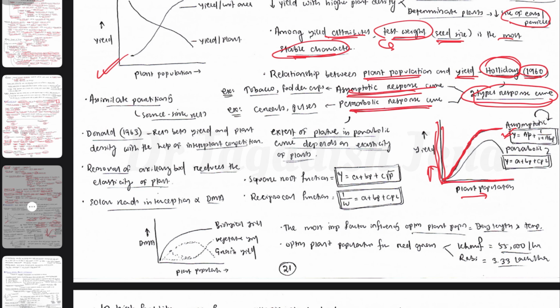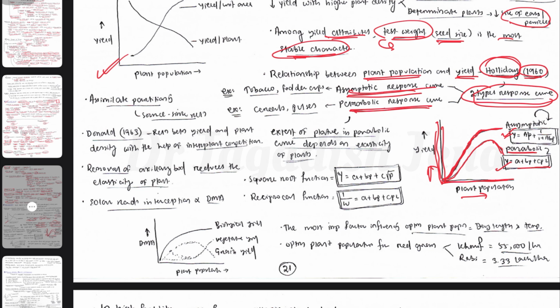Another one is the parabolic response curve. In the parabolic response curve, if we again increase the plant population, the yield will increase up to a plateau level, then it will decrease. That is y = a + bp + cp². So these are the two types of response curve.